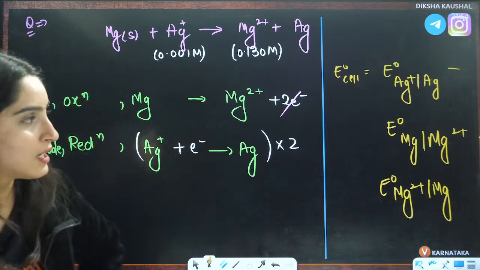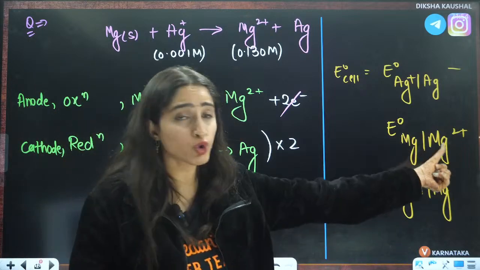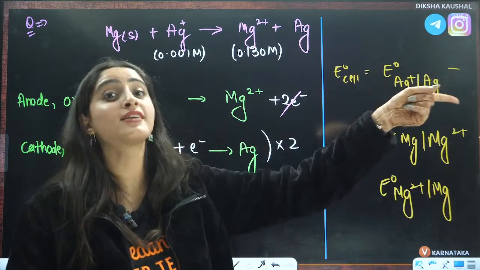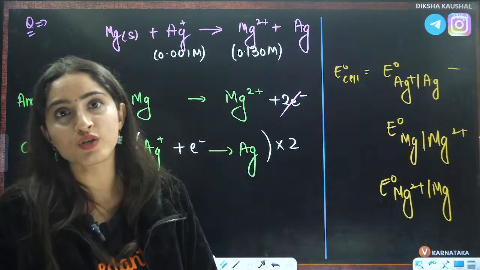Should I write this or this? Here they have given you 0 to +2. The number is increasing, so increasing means oxidation. I told you, you need to write the reduction potential, not oxidation.